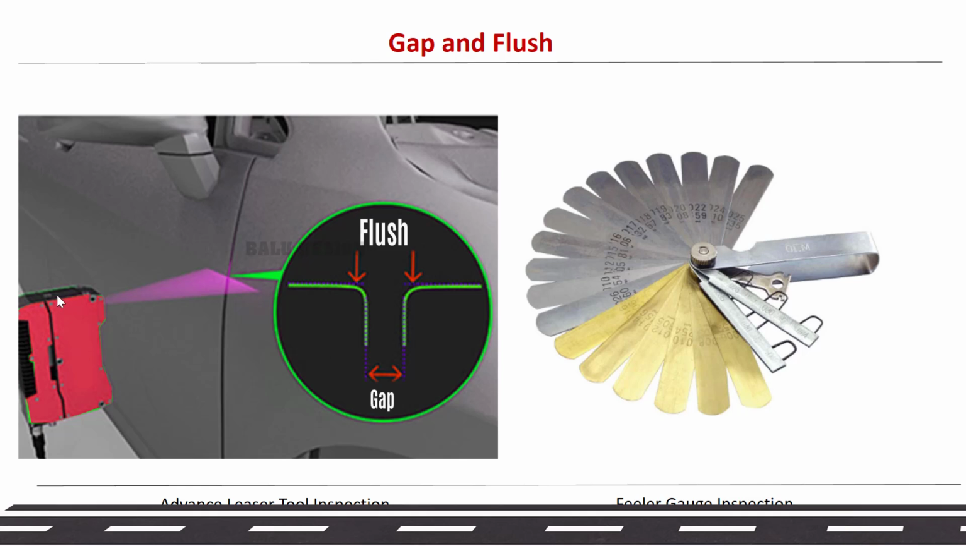So we are using that advanced laser tool measurement, as we already saw. This is another process. To measure that gap and flush requirement, advanced laser tool inspection. And another one we are using is the feeler gauge. This is an old method, and currently they are also following it for inspection purposes. But now at the advanced level we can digitally find out and measure all the things easily. This is an old method that uses a manual operation process.